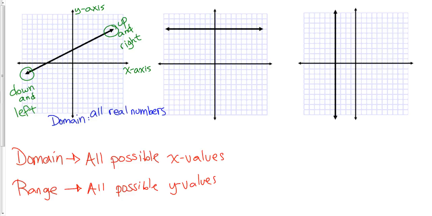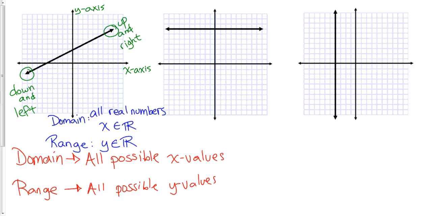So we could write it out as all real numbers, or as you'll more often see it written, is x ∈ R. And what that's short for is x is an element of the real number set. Or in other words, x can be any real number. The range is the y values, which means we're looking up and down. We've got an arrow going up, and we have an arrow going down, which means that just like the domain, the range, or the y values, can be all real numbers.